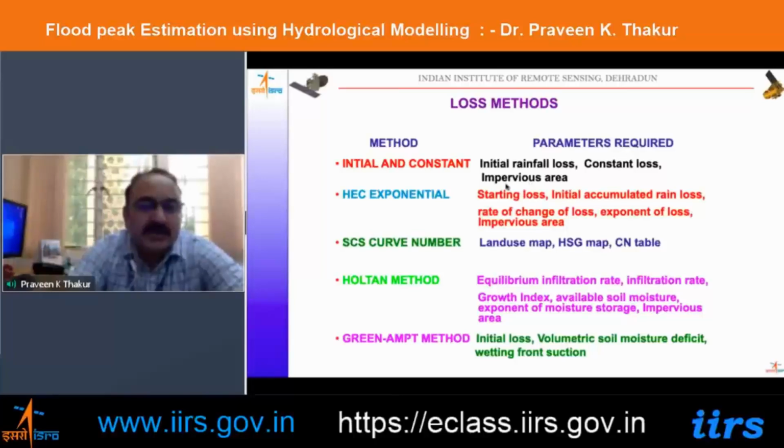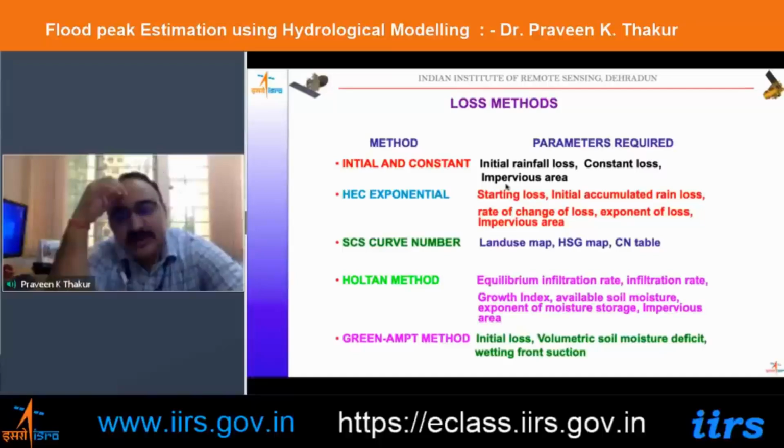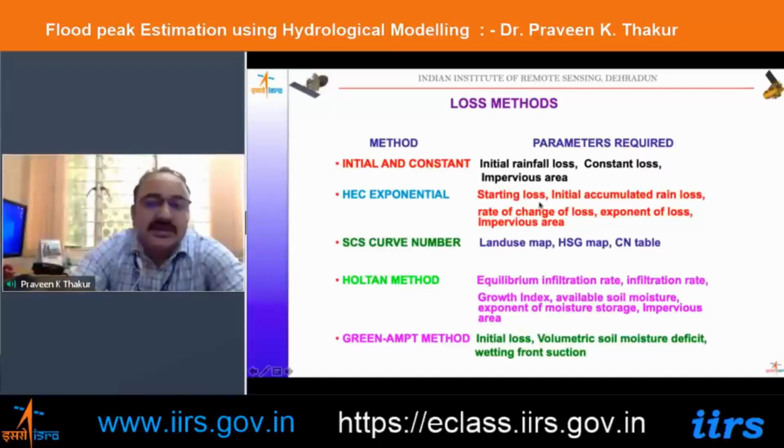All the classes, like the urban or built-up class, the rock class, or any other class which has a very low infiltration rate, can be classified as the impervious area. Similarly, if you are using the exponential method, then the starting loss, initial accumulated rain loss, rate of change, and exponent of the loss are required, and impervious area in this case also.